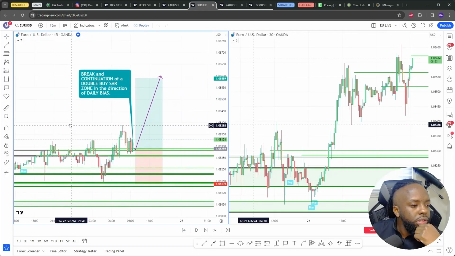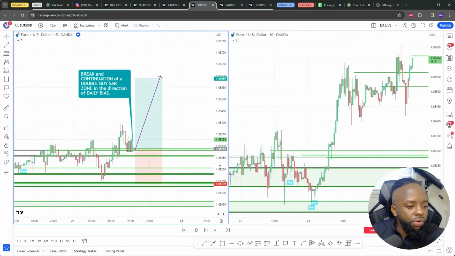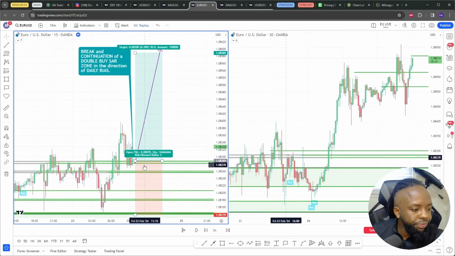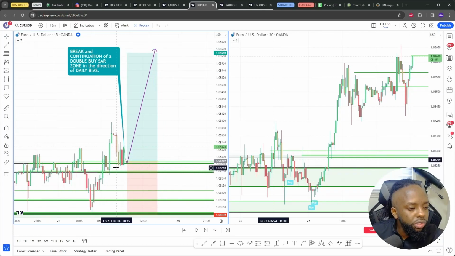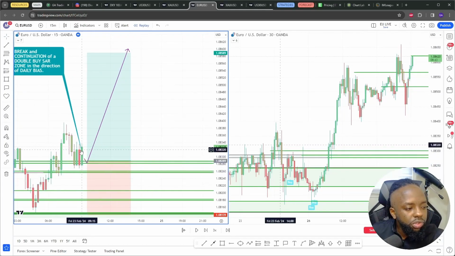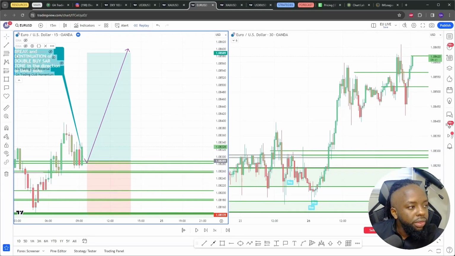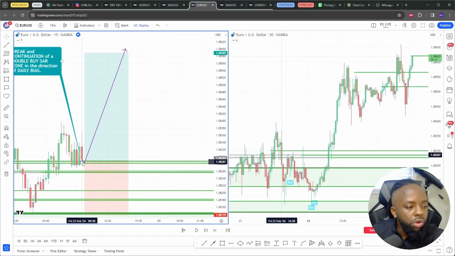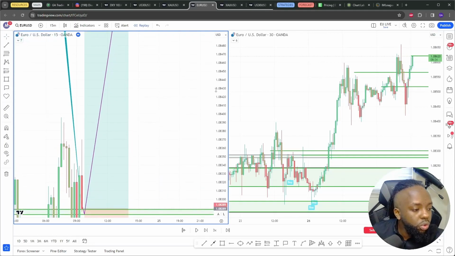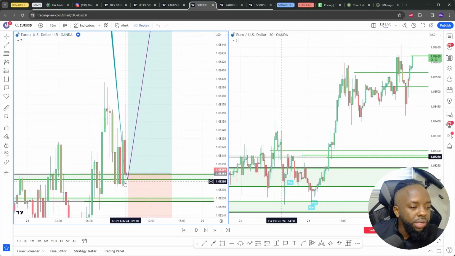All right, so this was the trade. It was based off of this SAR zone up here. So this SAR zone, we had a possible break and continuation. Right here you can see this was your break candle, and then if we go to the next candle, was your continuation candle. So we had two consecutive 15-minute candles closing above an SAR region.